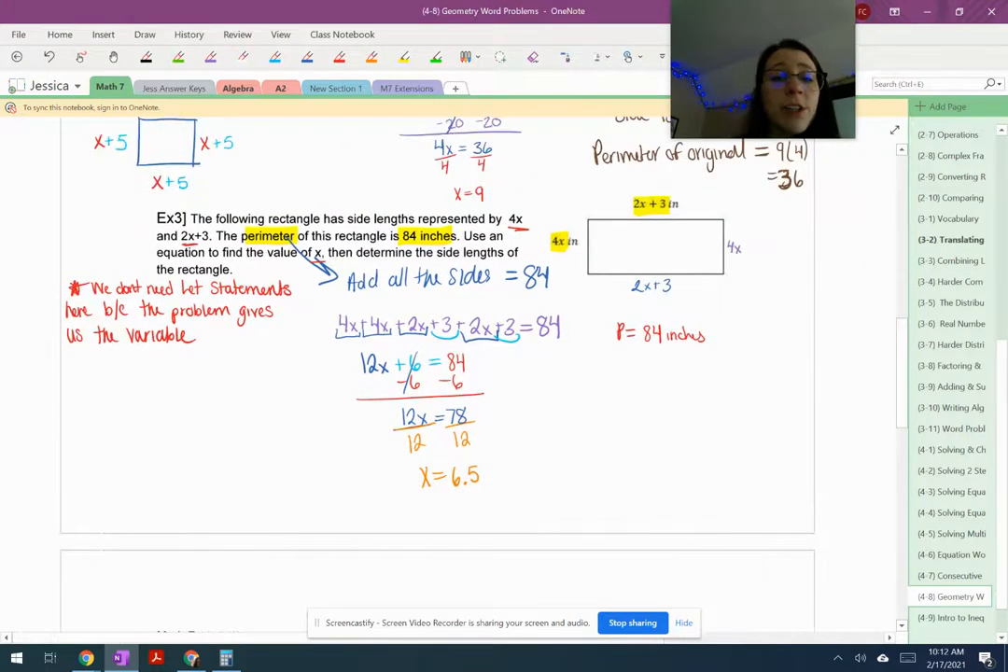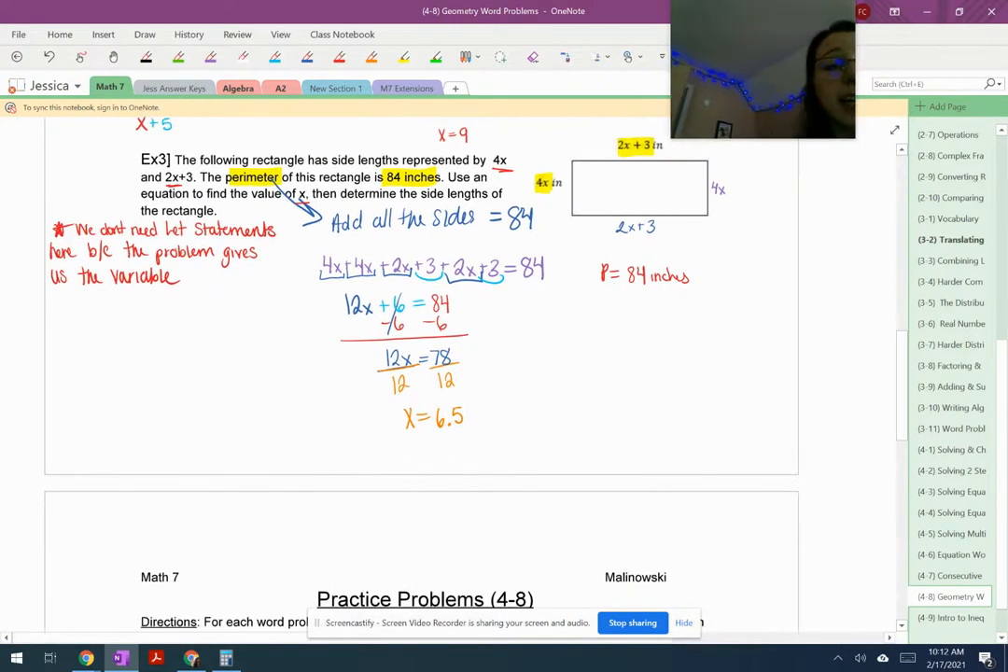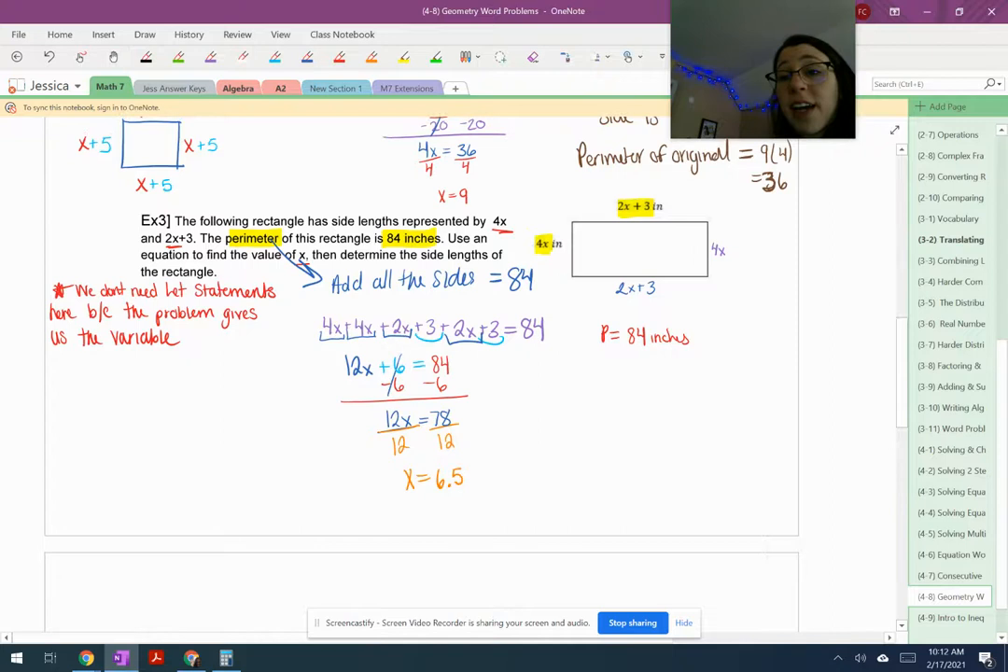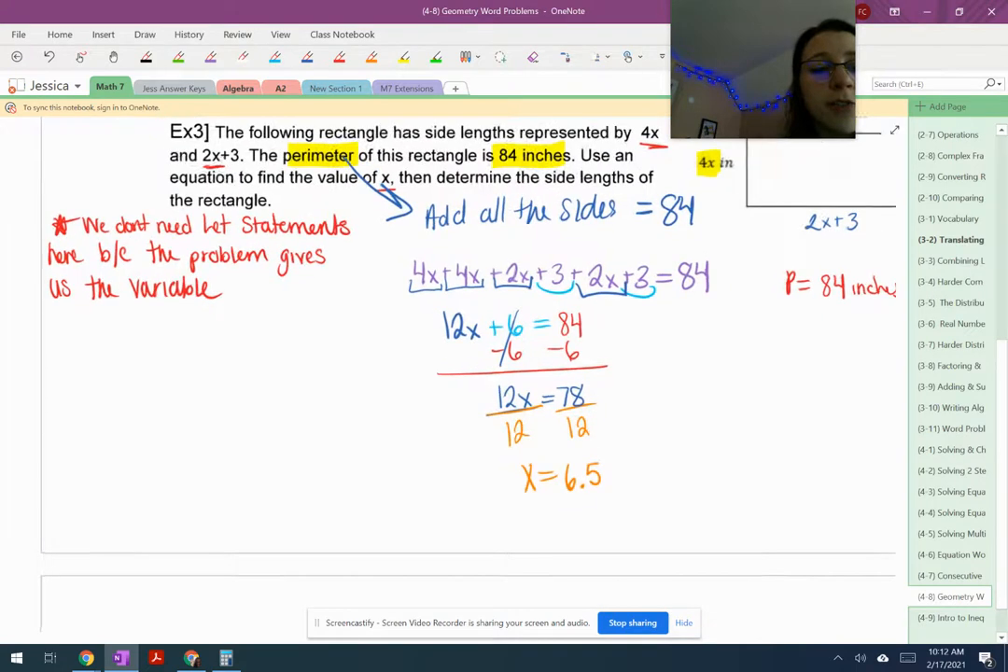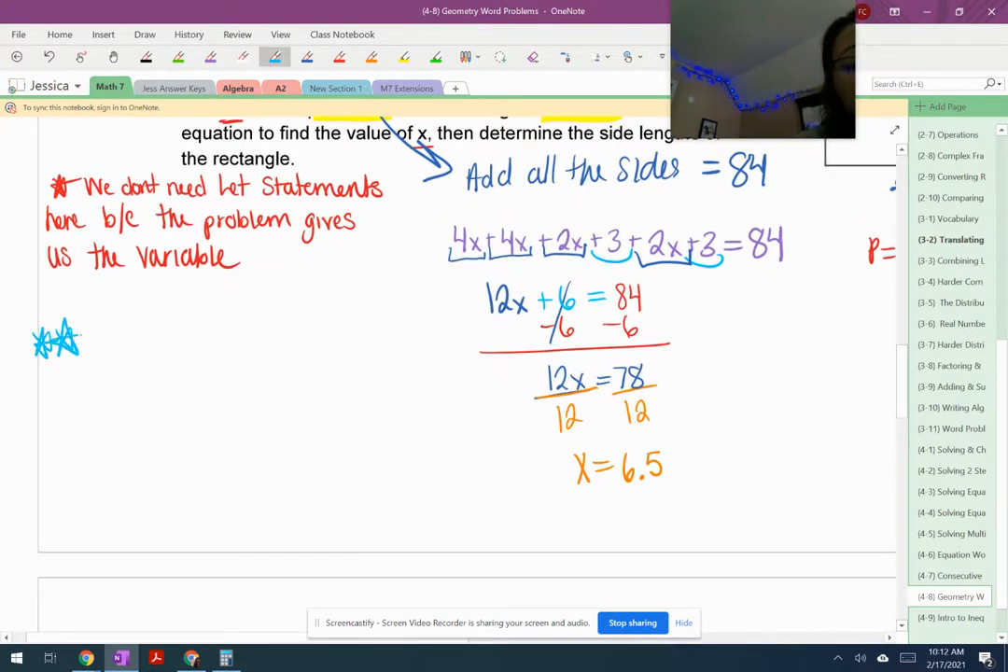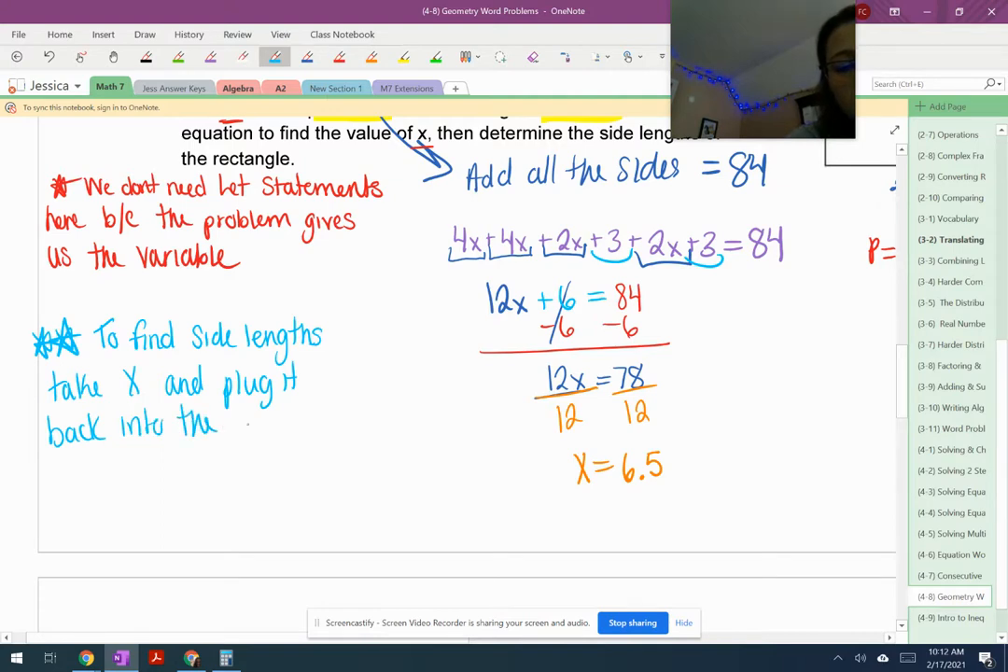Okay. So we determined the value of x, but now we need to determine the side lengths. So to find the side lengths, kind of like in our previous lesson, to find the integers, we took that x and plugged it back in. We're going to do the same thing here. To find the side lengths, take x and plug it back into the expressions.